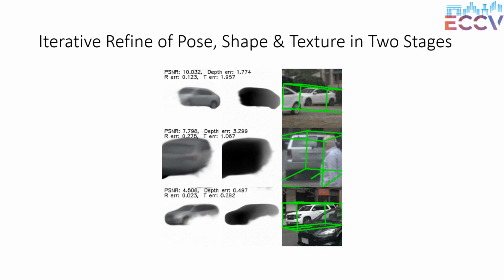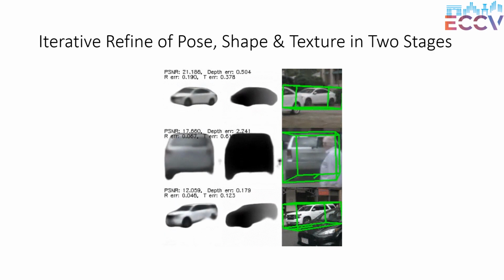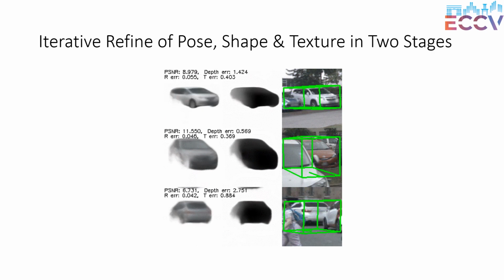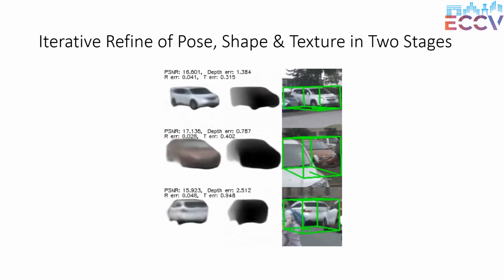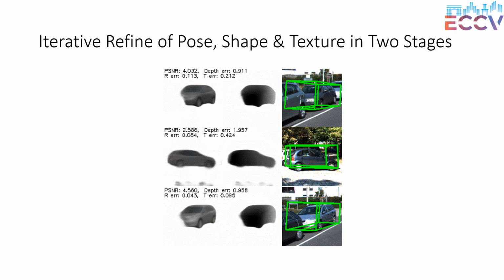Here we demonstrate how our method iteratively refines pose, shape, and texture in two stages. Initially, our approach starts with a random object pose, and with just a few iterations, the pose refiner can effectively approach the true pose. In the later stage, the object-centric NeRF can focus on the reconstruction of the shape and texture with a relatively stabilized pose.